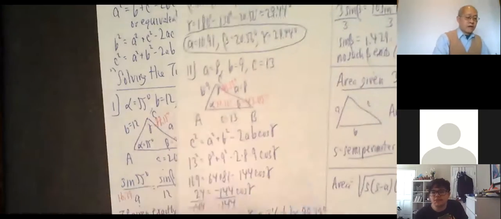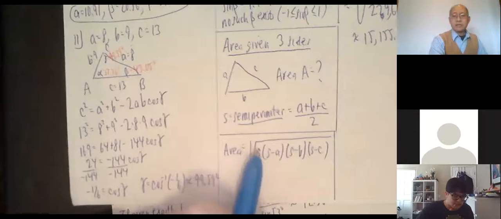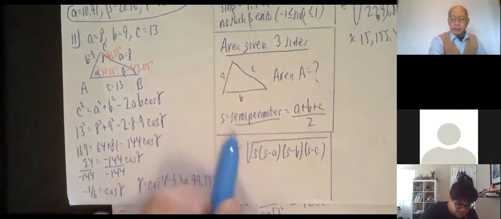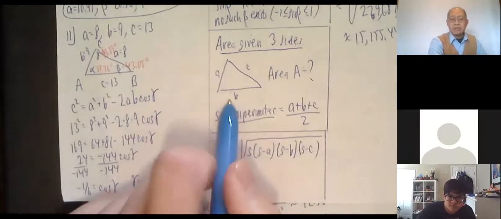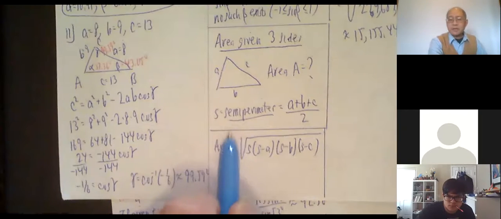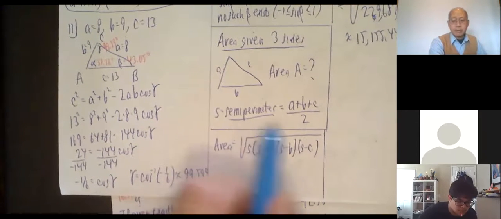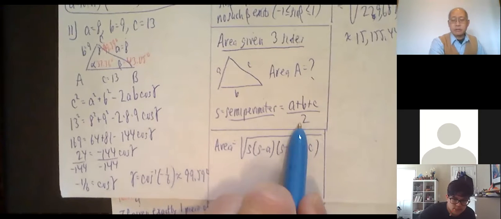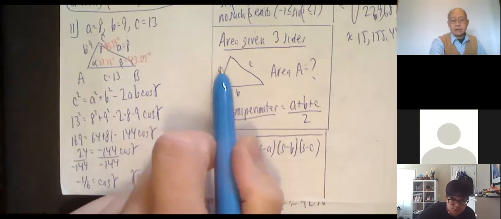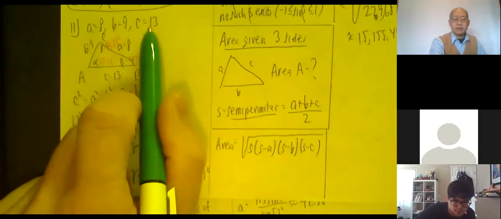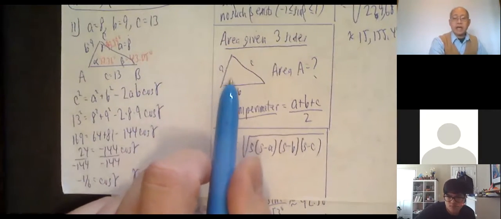Then I'm going to give you my version of finding the area given 3 sides. This is the one I want you to use. In fact, most books have this. If you have 3 sides, A, B, and C, first we have to define something called the semi-perimeter. Semi-perimeter is half the perimeter, A plus B plus C over 2. So given 3 sides, let's say 8, 9, and 13, from that information you can actually find the area.